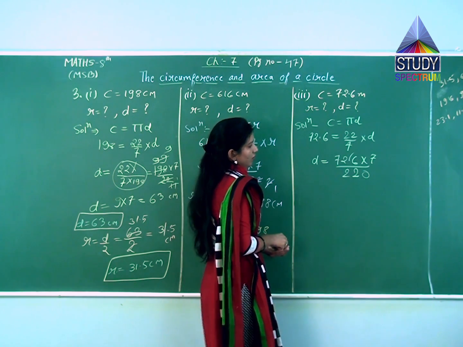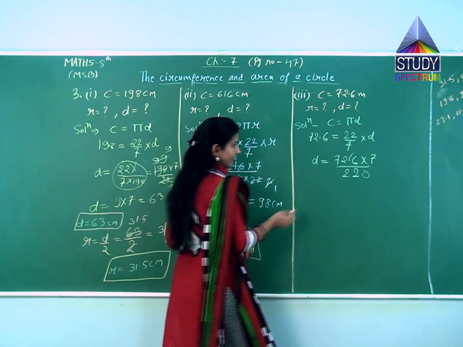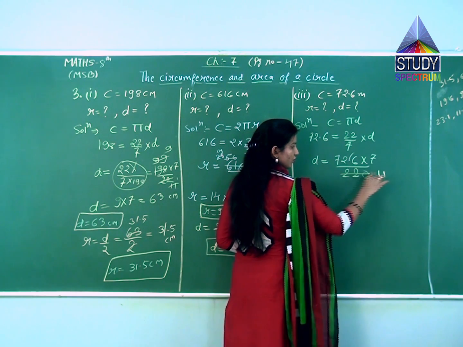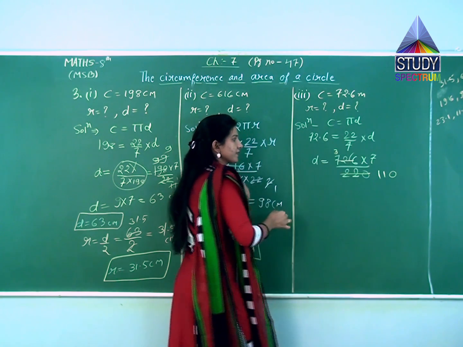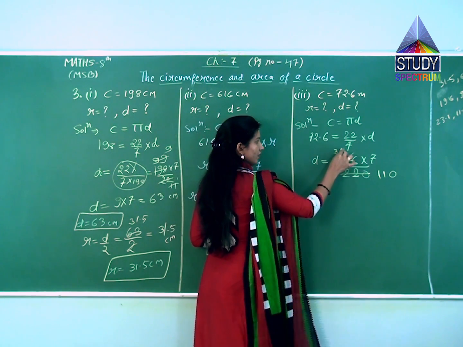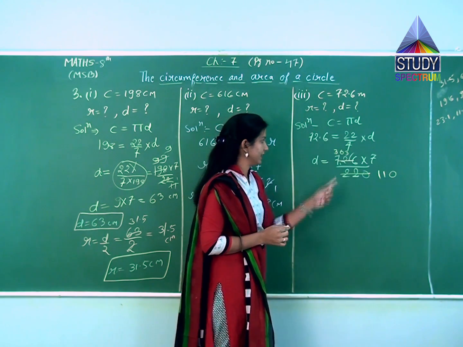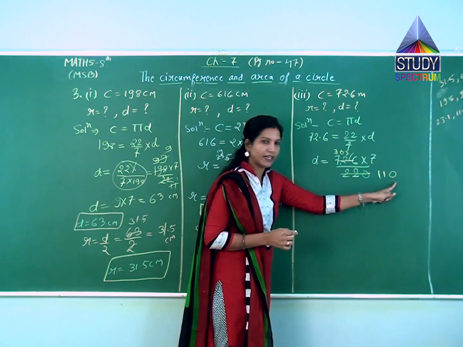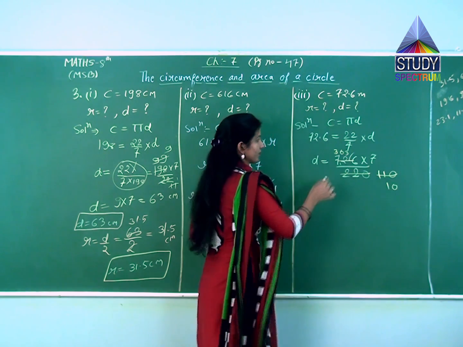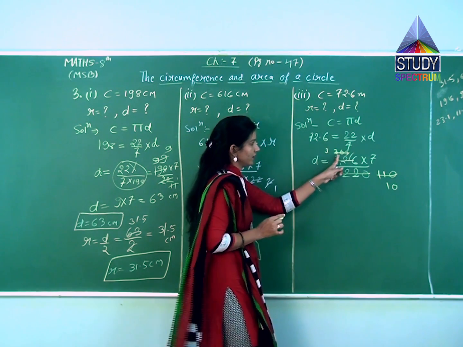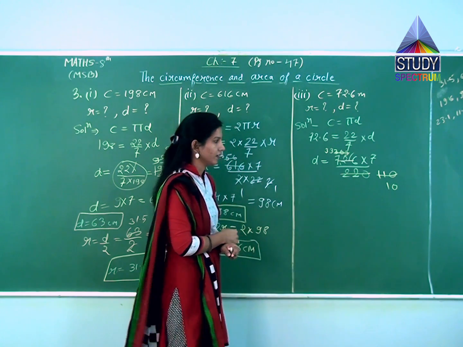Now we can divide 726 and 220 by 2. So let's divide it. 2 1s are 2, 2 1s are 2, 0, 2 3s are 6, 1 remainder, 2 6s are 12 and 2 3s are 6. Again 363 and 110 can be divided by 11. So here 11 1s are 11 and 0, 11 3s are 33, 3 remainder, again 11 3s are 33.